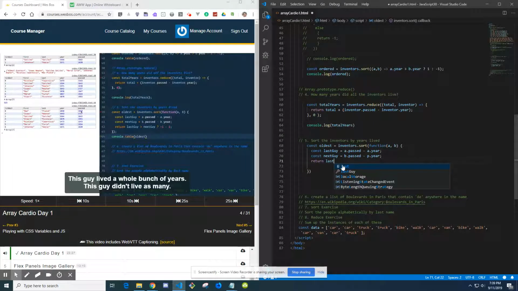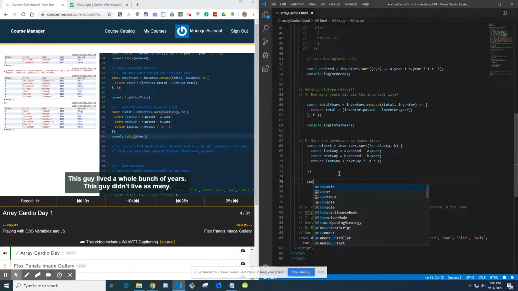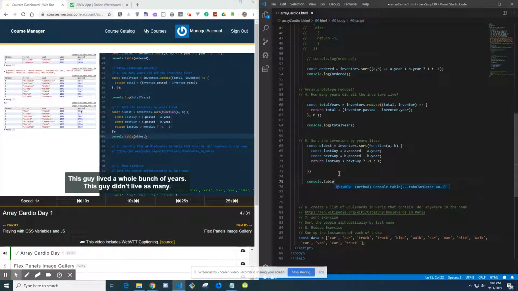Return last guy is greater than next guy. If it's true, which is indicated by the question mark, we are saying negative 1, which means A comes first. And if not true, then it's 1, which means B, not P, comes first. And it's a colon, not a semicolon. And then we do the console log. It's done the console table of oldest, which was the name of the variable.